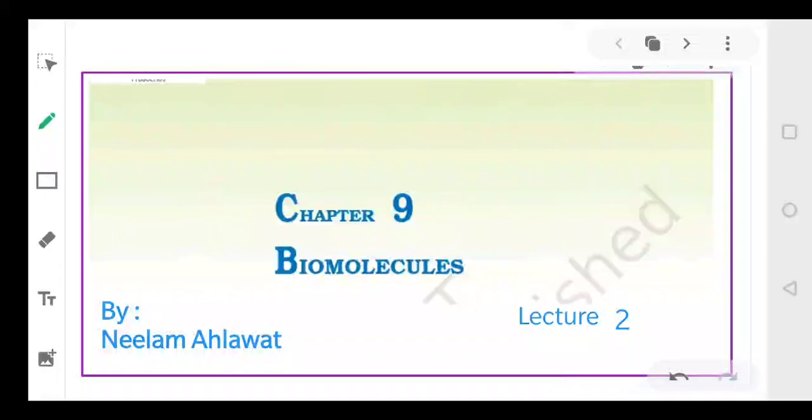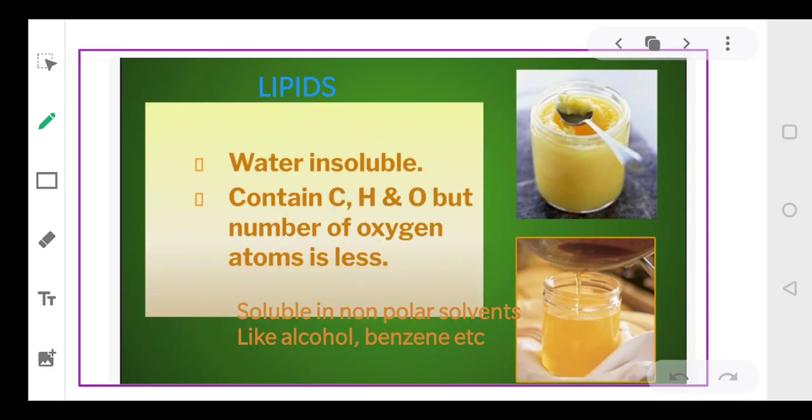Chapter number 9, Biomolecules. Now, dear students, in the last video we talked about the general structure of the amino acids, and we know that amino acids form zwitterions when they are put into solutions. In this video, we'll be talking about the lipids.